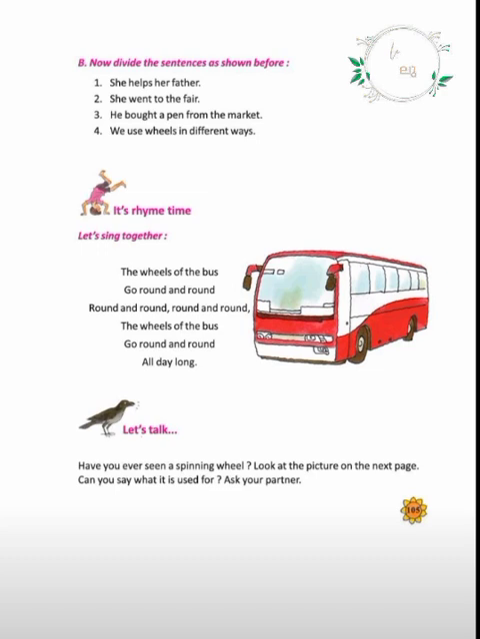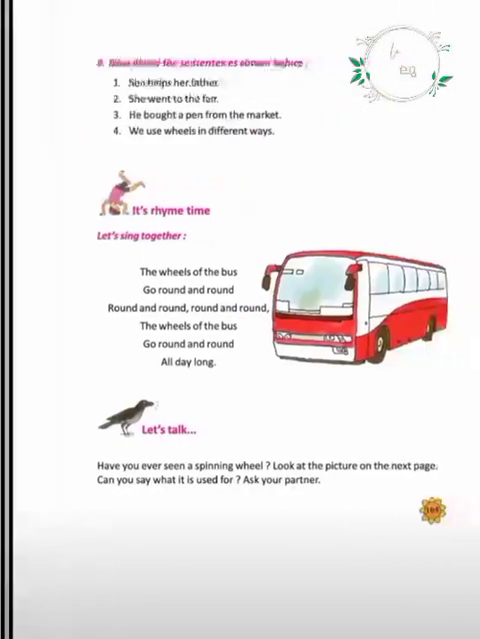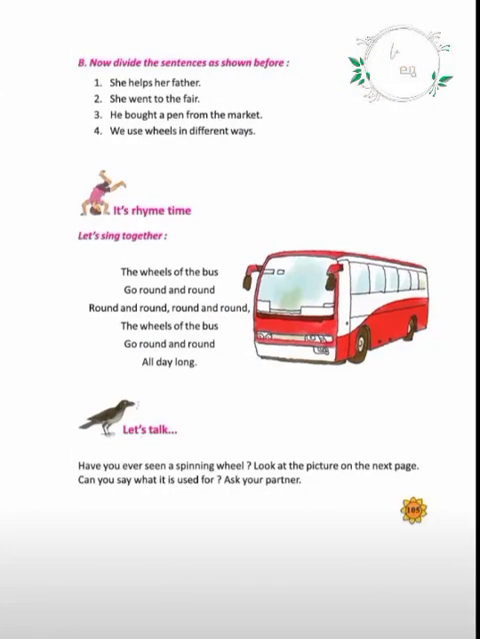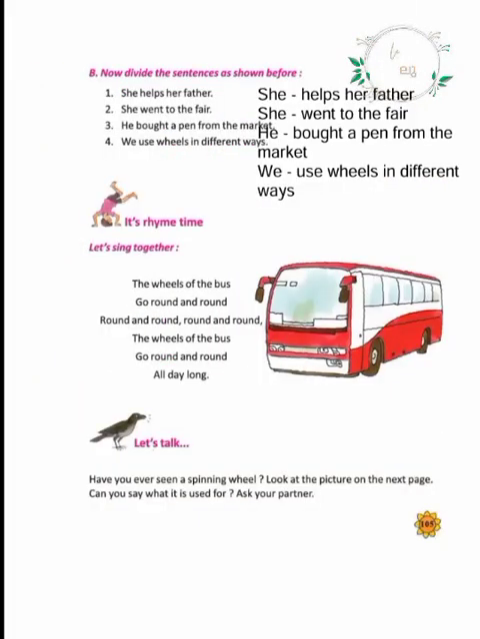Now divide the sentences as shown before. She helps her father. She went to the fair. He bought a pen from the market. We use wheels in different ways. So we have to divide the sentences like this. How are we going to divide the sentences? Let's look here. She helps her father. That's the first sentence. Second sentence: she went to the fair.